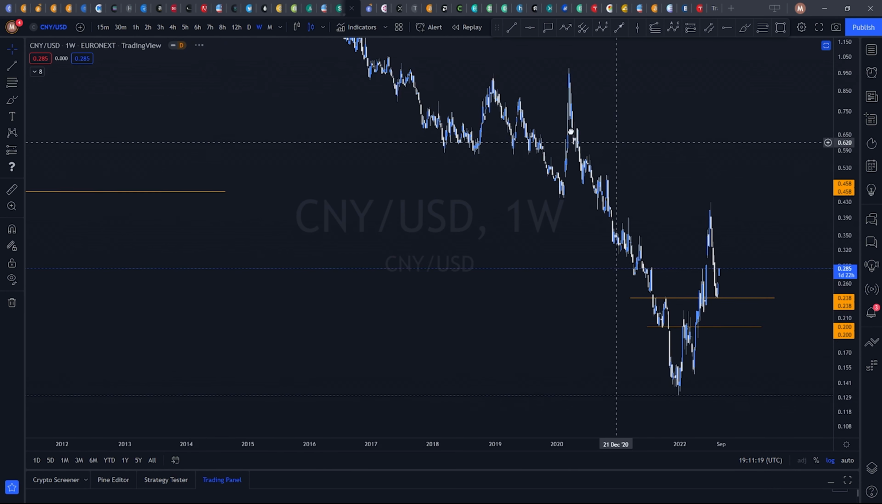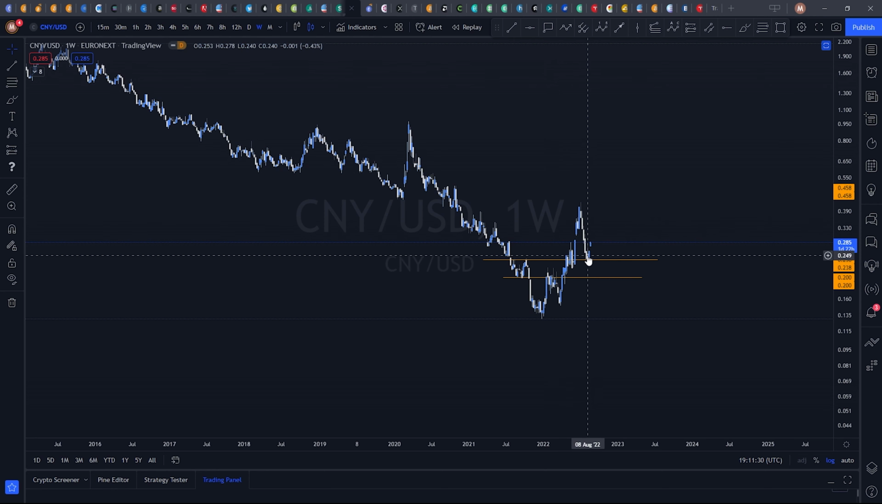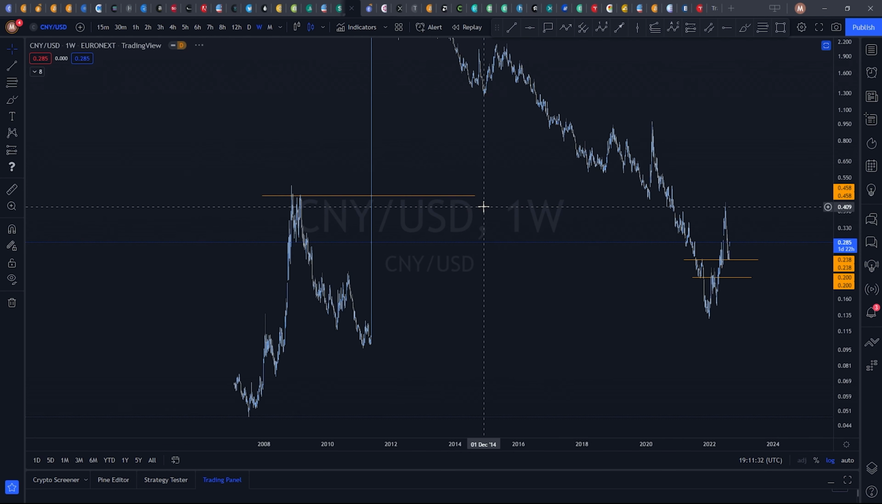CNY. So the Chinese yuan is now breaking out against the dollar. Right off of support, guys. Look at that. Right off support. Look, you can see right here. See the resistance? See the support? I'm just pointing this out so you guys know.